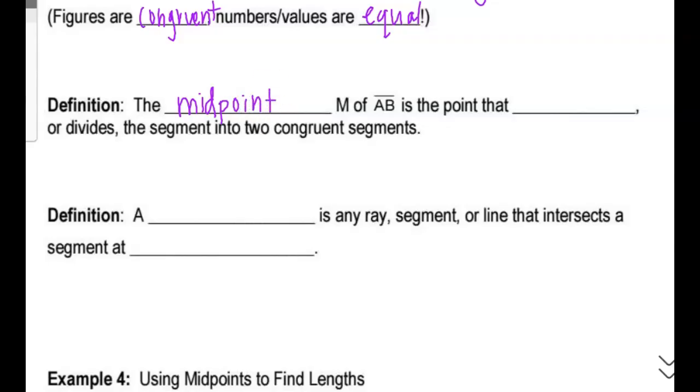The midpoint M of AB is the point that bisects or divides the segment into two congruent segments. So, let's draw a picture so we know what we're talking about. Draw a segment. Put your points AB on the segment.